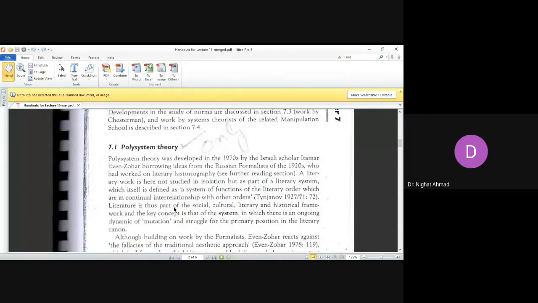First of all, let us look critically at what polysystem theory is. This polysystem theory, इसके आगे में, we are going to study who was the propounder and who was the founding father of this particular theory.